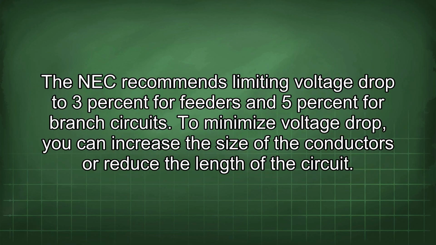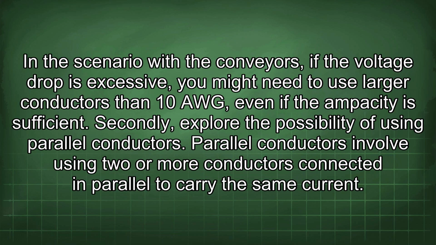The NEC recommends limiting voltage drop to 3% for feeders and 5% for branch circuits. To minimize voltage drop, you can increase the size of the conductors or reduce the length of the circuit. In the scenario with the conveyors, if the voltage drop is excessive, you might need to use larger conductors than 10 AWG, even if the ampacity is sufficient.